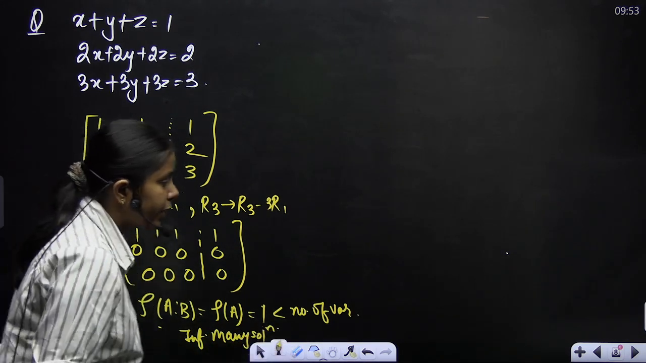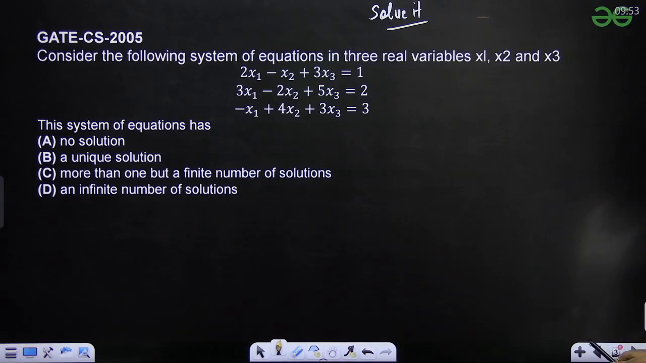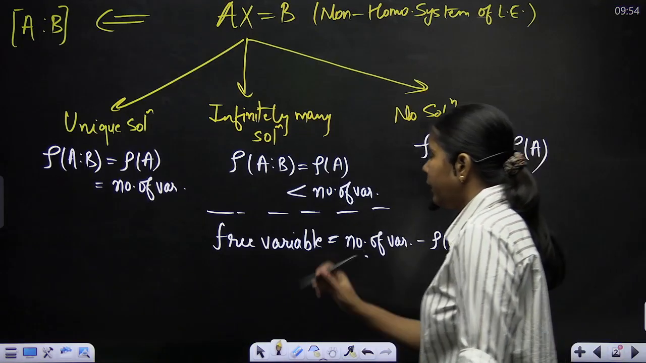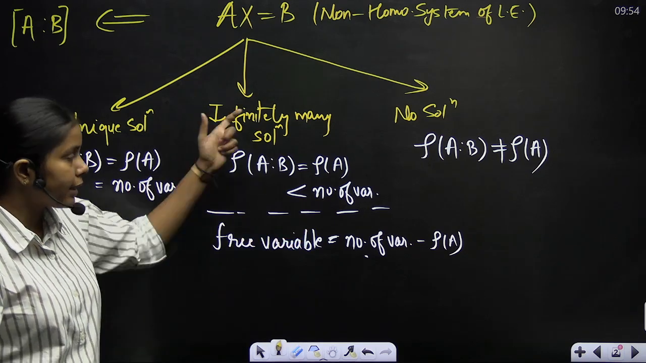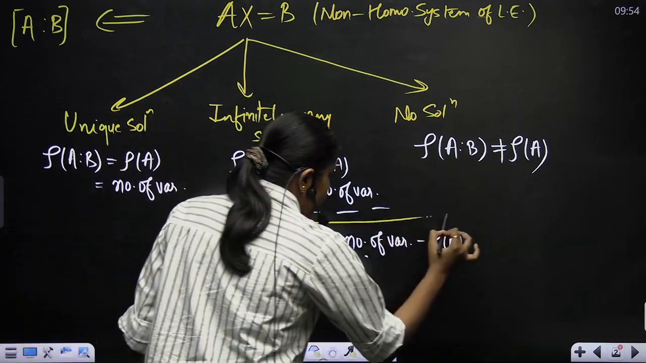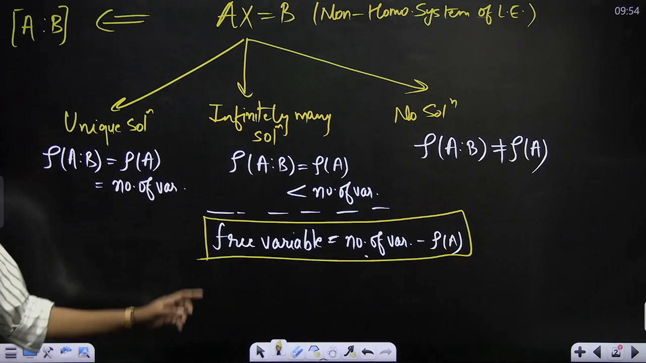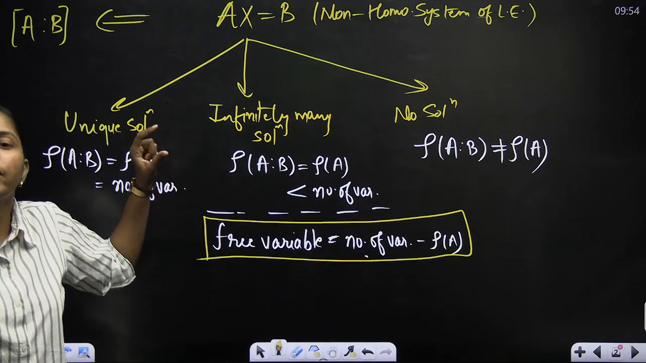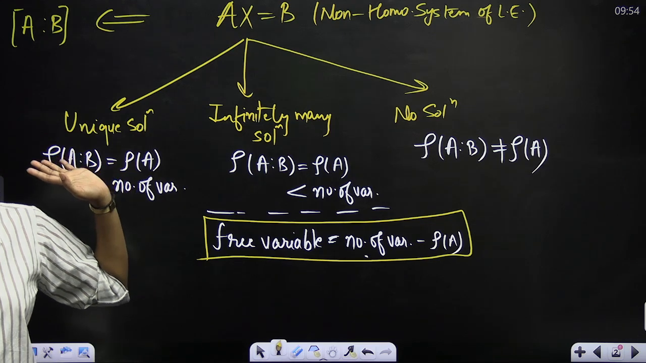This last one is a little bit different. Do you remember we discussed at the start, when I began all the concepts, that if the rank of A augmented B equals the rank of A and is less than the number of variables, that gives me infinitely many solutions? But one point I said here is that the number of free variables is equal to the number of variables minus the rank of A. Whatever rank I got, I subtract it from the number of variables to get the free variables in my system if I'm getting infinitely many solutions, right?